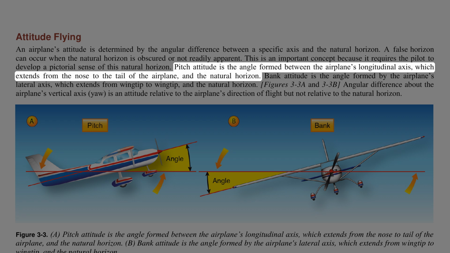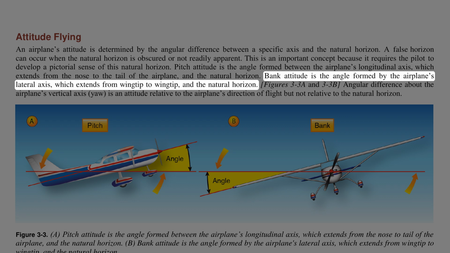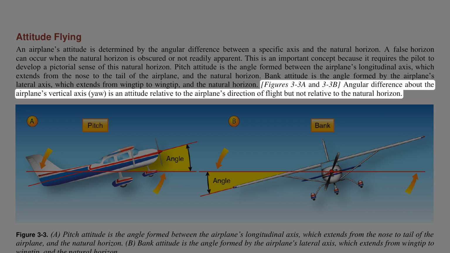Pitch attitude is the angle formed between the airplane's longitudinal axis, which extends from the nose to the tail of the airplane, and the natural horizon. Bank attitude is the angle formed by the airplane's lateral axis, which extends from wingtip to wingtip, and the natural horizon. Figures 3-3a and 3-3b. Angular difference about the airplane's vertical axis, yaw, is an attitude relative to the airplane's direction of flight but not relative to the natural horizon.